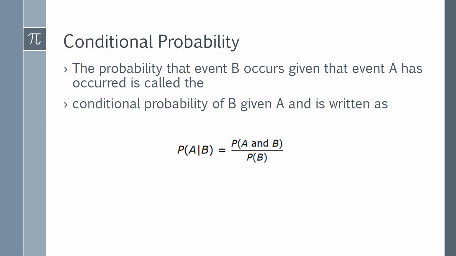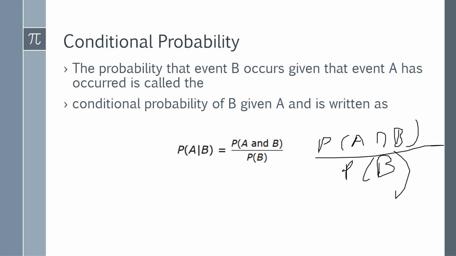All right, conditional probability. Again, we see probability of A and B. All I'm saying is the probability of A intersection B and the probability of B. So again, this is another easy problem. Probability of A given B. You just gotta pay attention to what's being said. All right, let's move on.